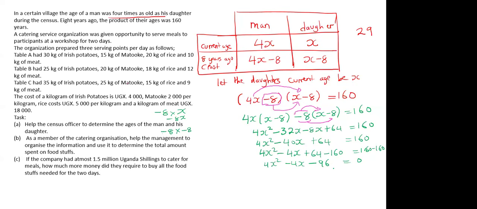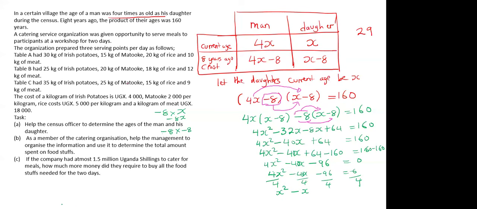Now, after you doing that, you notice that this one is a quadratic equation. So you can first reduce it. By reducing it, you divide throughout by 4. So when you divide throughout by 4, by 4, by 4, by 4, here you end up with x squared minus, this is 40.